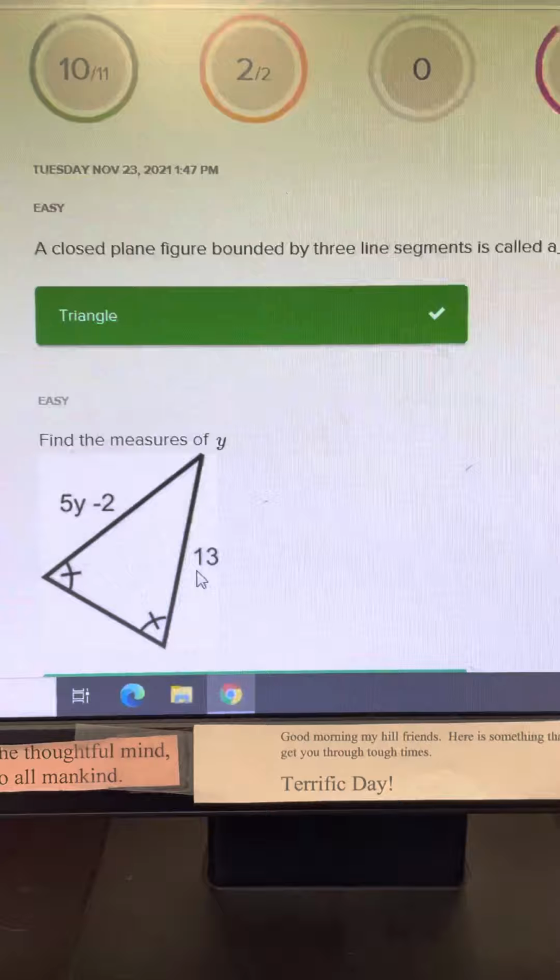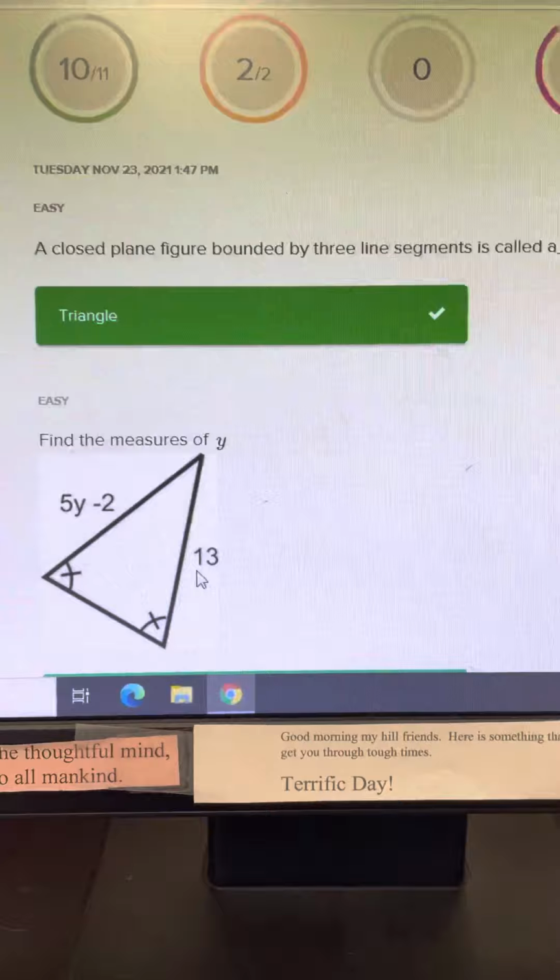My first one was, a closed plane figure bounded by 3 line segments is called. Basically what they're trying to figure out there is just another word for a triangle. So triangle would be your answer for that one. That's all they're getting at there.